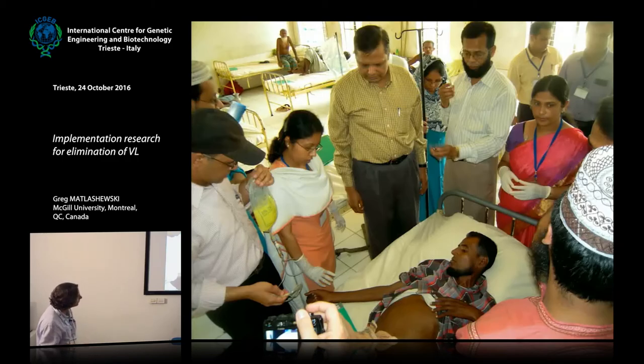And this was the first patient in Bangladesh to be treated with single dose AmBisome, and you can see these are people here being shown how to do it. Bangladesh took it on wonderfully, and they really have done a fantastic job in using single dose AmBisome.